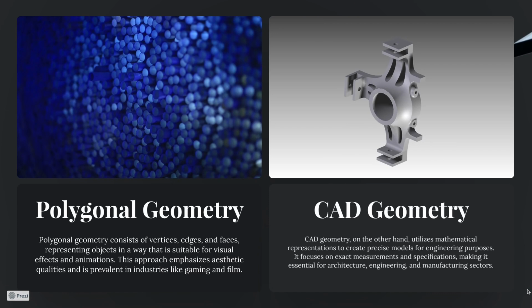So, the difference between polygonal geometry and 3D geometry, or excuse me, CAD geometry, if I can read. Polygonal geometry consists of vertices, edges, and faces. Vertices, singular being vertex, representing objects in a way that is suitable for visual effects and animations. This approach emphasizes aesthetic qualities and is prevalent in industries like gaming and film. CAD geometry, on the other hand, utilizes mathematical representations to create precise models for engineering purposes. It focuses on exact measurement and specifications, making it essential for architecture, engineering, and manufacturing sectors.